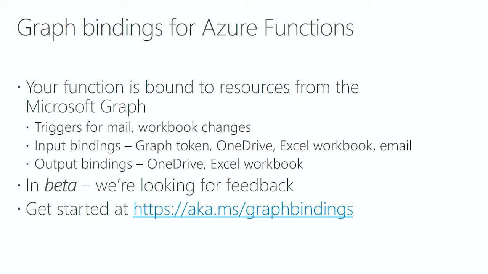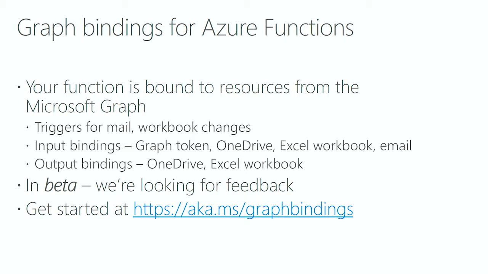So graph functions, we're going to show you a couple demos here and some of the code. We're going to dive deep into that. And this gives you the ability to work off triggers just like mail. When a mail comes in, it's also based off of webhooks. We also have input bindings for when an Excel workbook changes. And the key here is we also do input binding for providing auth as well. So you don't even have to worry about auth. That's the key.